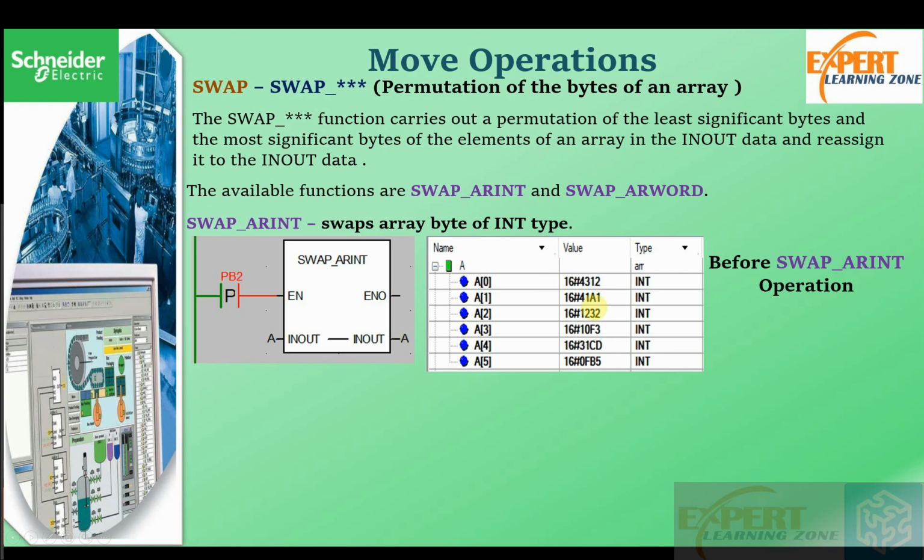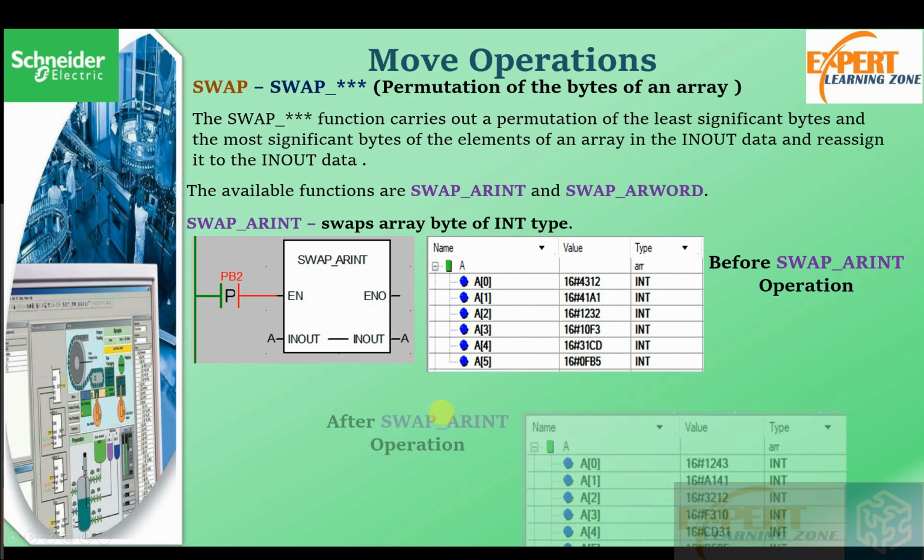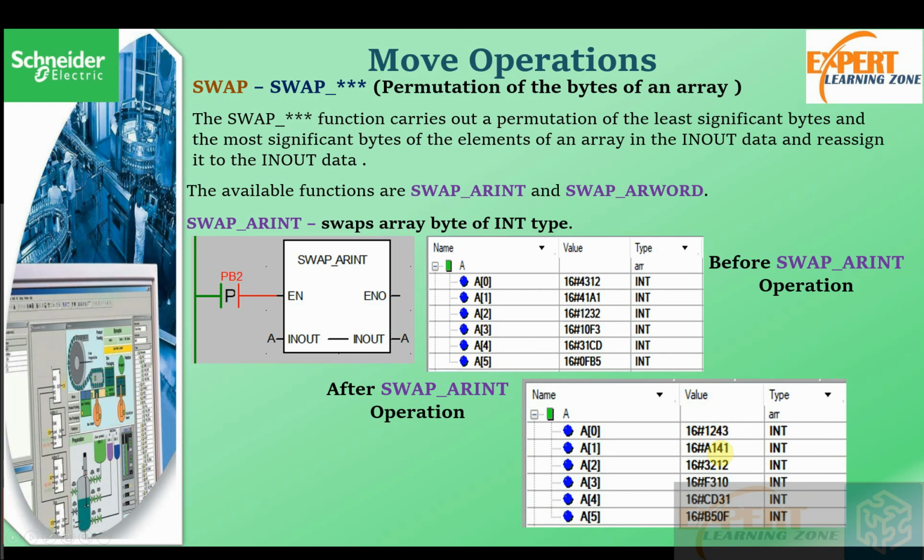Likewise, after the swap operation, the most significant byte becomes A1 and the least becomes 41, and so on for all of the different arrays. So you can clearly see this is the operation after the swap operation. For the first array, 43 is now the least significant byte and 12 is the most significant byte.